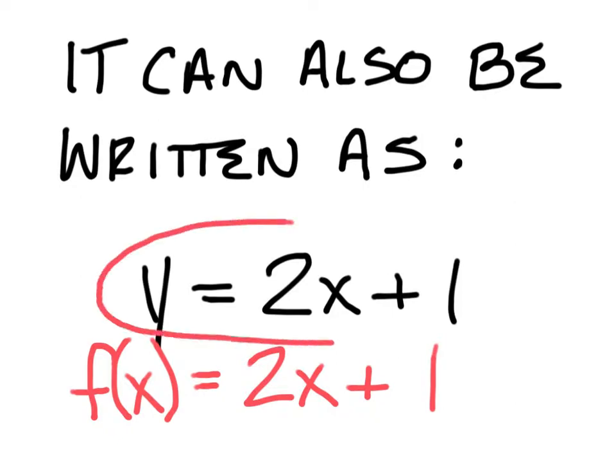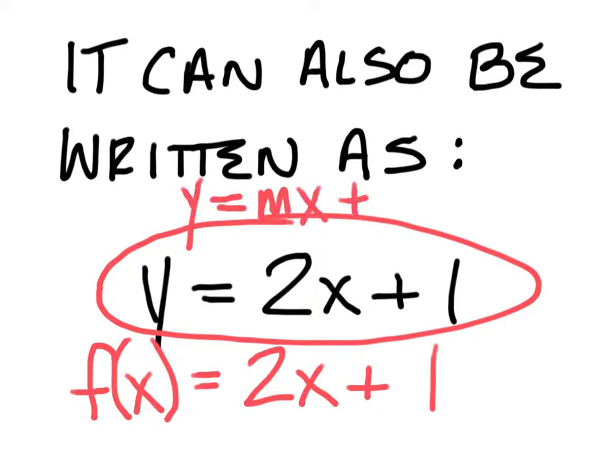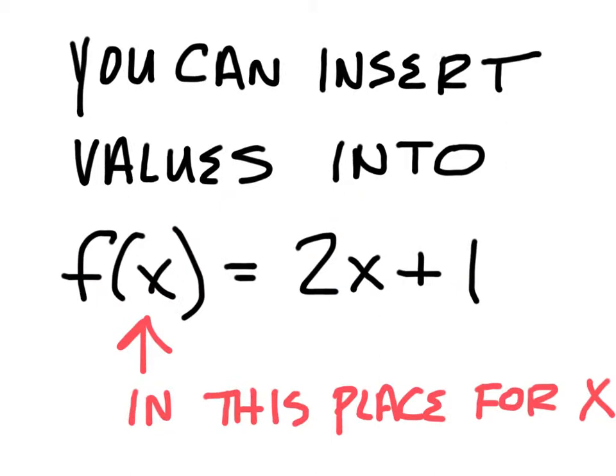When it's in this form, it's easy to graph because it's slope-intercept form. y equals mx plus b, where b is the y-intercept and m is the slope. You can insert values into f of x equals 2x plus 1 in that place for x, just like we went over before. You can put any number in there for x. When you do that, you plug it in for x here and then evaluate.